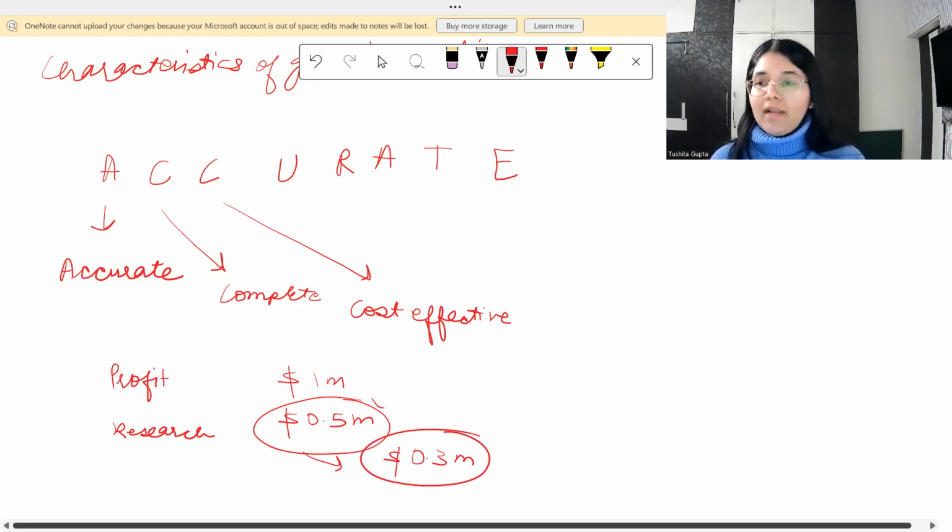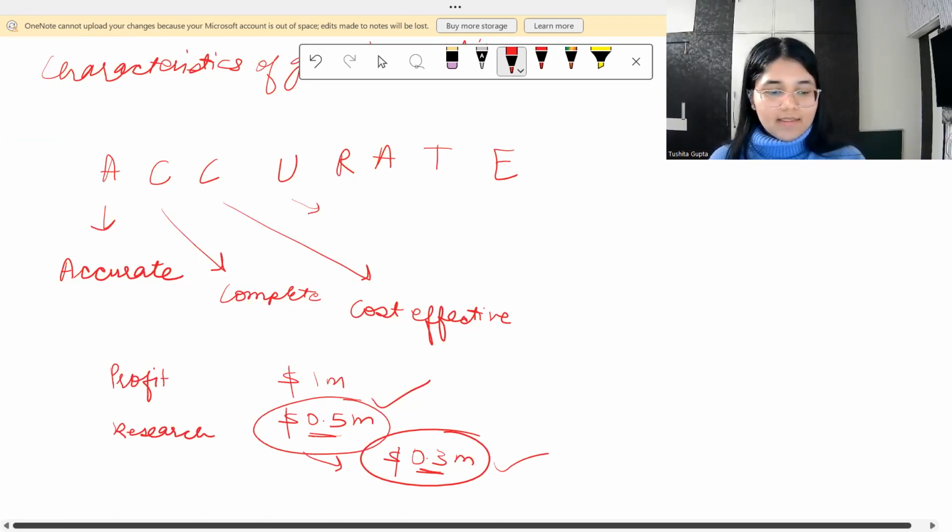No, right? I have spent more money obtaining that information than I get in profits from using it. So if spending 0.5 million gives me an extra profit of only 0.3, that means I should not be obtaining that information. I am better off with my $1 million itself. So this is how information should be cost effective. The cost of obtaining that information should be lesser than the benefit you are getting out of it. So this is what we mean by cost effective.